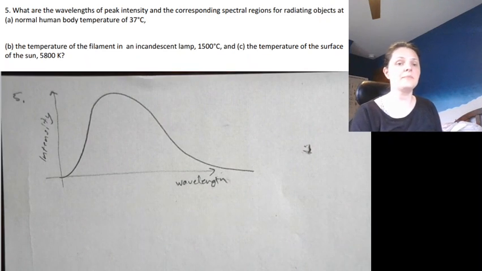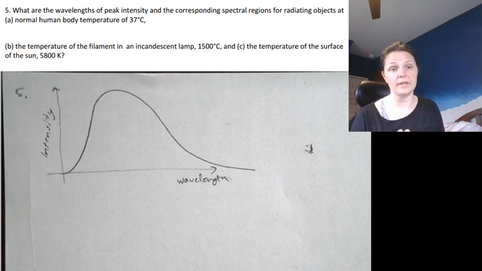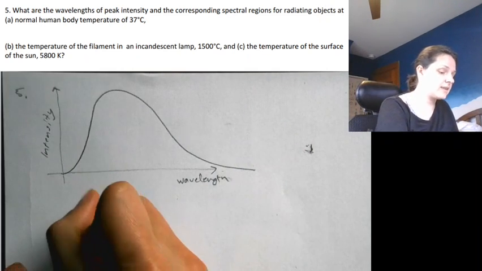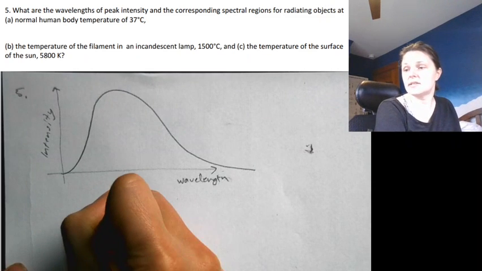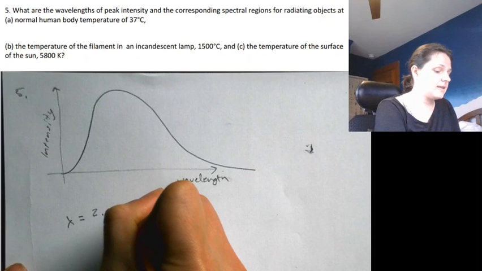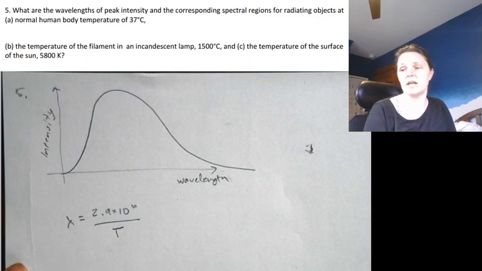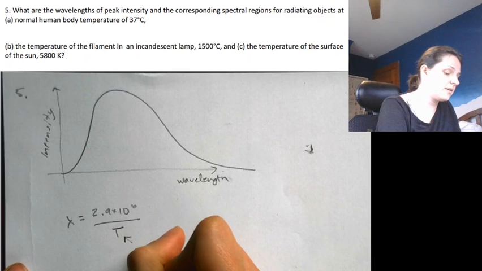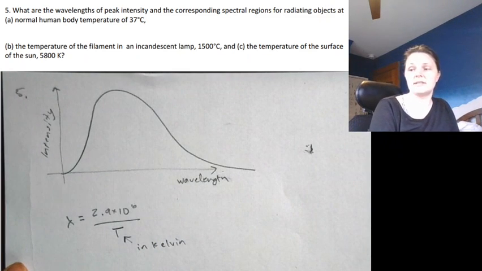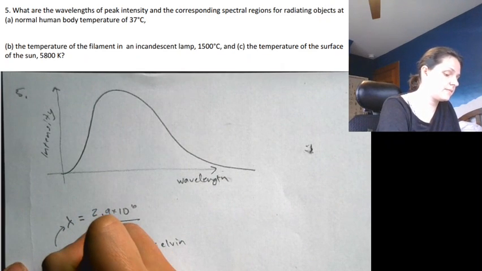Okay. So that's what I want to do. And these problems are super easy. Wien's law says that the wavelength is 2.9 times 10 to the 6th divided by temperature. And in order to use Wien's law, you want the temperature to be in units of Kelvin, and you want the wavelength to be in units of nanometers.